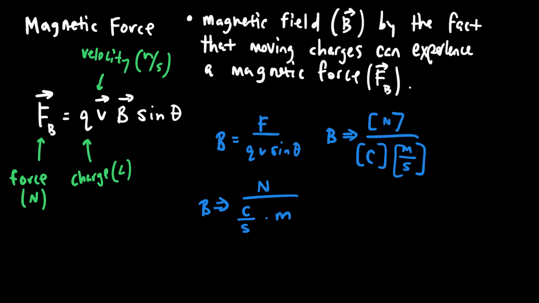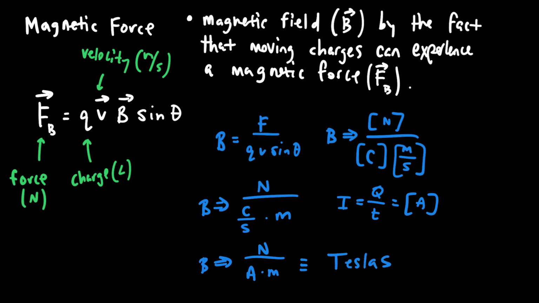A coulomb per second is charge per unit time. So if we think about this, charge per unit time is current, and current is measured in amps. And so the units of this equation could also be written as newtons divided by amps times meters. And a newton per amp meter is, by definition, a Tesla, T-E-S-L-A, or if you have multiple Teslas, which can be abbreviated with a capital letter T. And so the unit of magnetic field is Teslas, which is abbreviated with a capital letter T.